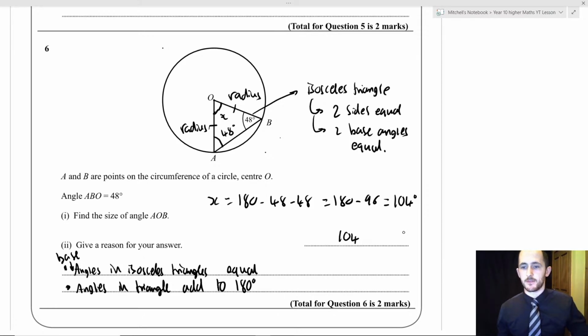Okay, and that's it for the reasoning. So that isn't really a circle theorem, but it is a very, very common thing that comes up in circle theorem questions. This comes up a hell of a lot. Funnily enough, whenever students come to me and say, I'm stuck on this question and it's like a circle with a triangle, 9 times out of 10, they forget that the radius is here.